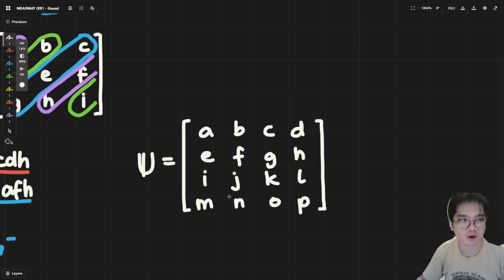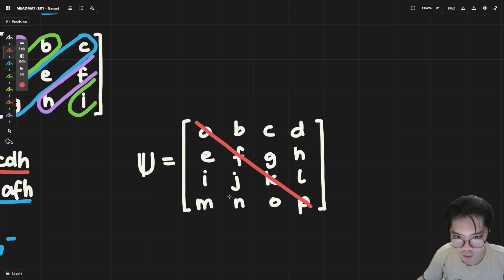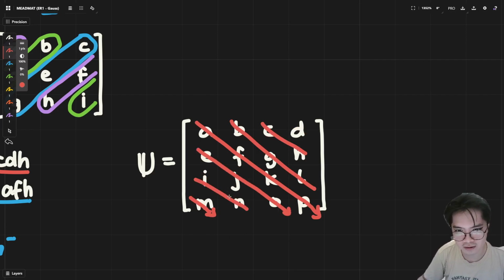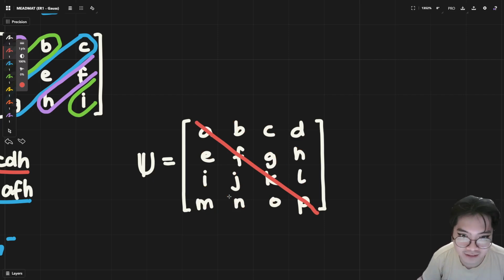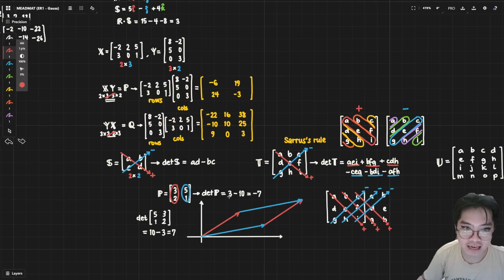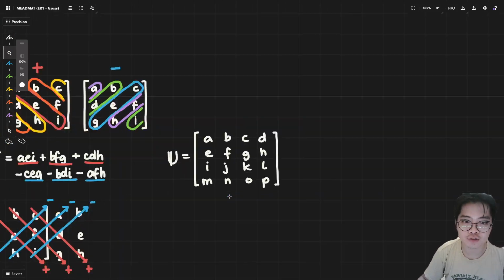Now, you might say, oh, I know how to do this. Number 1 is here, right? Number 2 is here, right? Here. Number 3 is here. And then number 4 is here. No, right? That's not how it works. It just so happens that it works for the 2x2 and the 3x3 cases. And so now, here is how we're going to generalize your determinant.